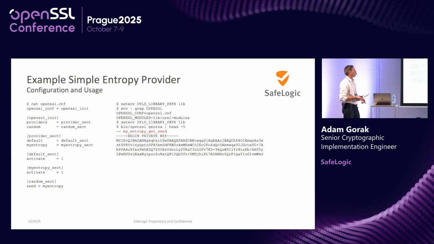In this case, we use a custom installation of OpenSSL, so we need to additionally set a few environment variables. And as you can see, when trying to generate an RSA key, we get our custom debug line, and then the key follows.